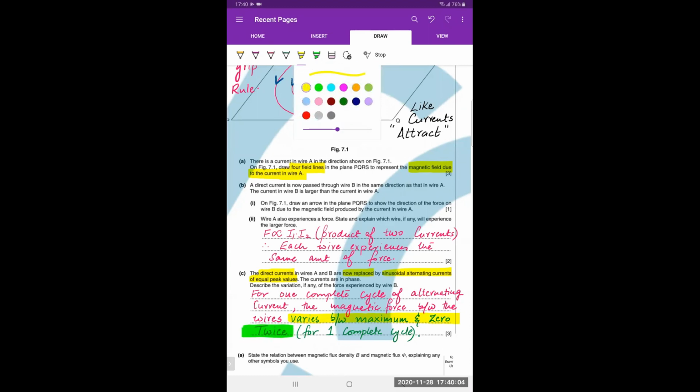Third point, this variation takes place over one complete cycle of alternating current. Say force varies between zero and maximum, 1 mark for that. This variation occurs twice, 1 mark for that. And the third mark for stating that this variation is occurring for one complete cycle of alternating current.